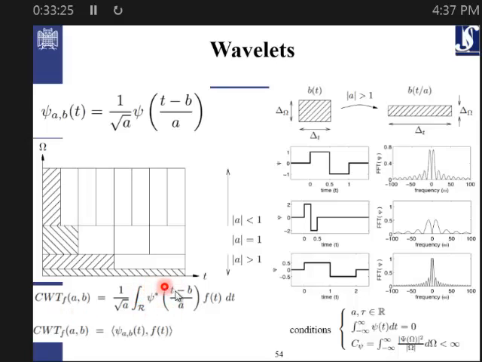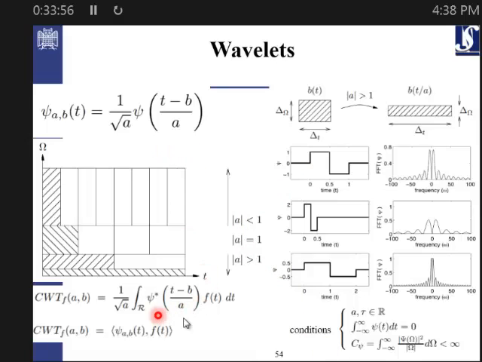But the mother wavelet is actually something that determines the resolution of the transform that we're doing. And we have different types of wavelets named based on their mother wavelets. So if this is called the Haar mother wavelet, then that's called the Haar wavelet. If you have the Mexican hat wavelet, then it's called the Mexican hat wavelet. Then we have Daubechies wavelets and so on.